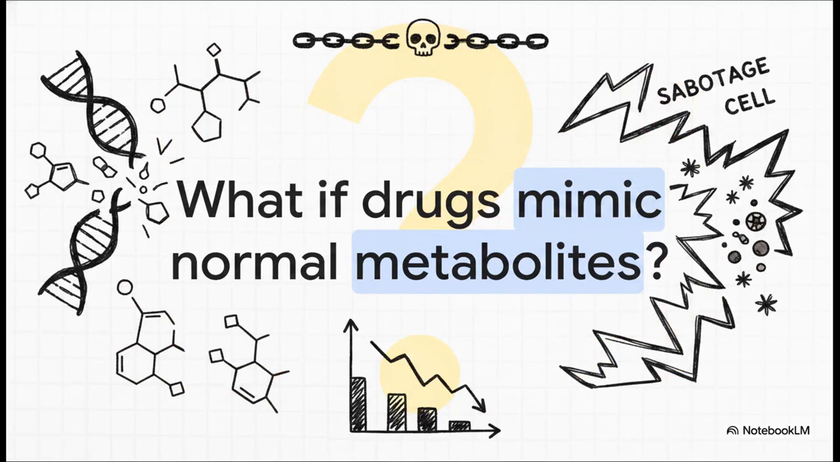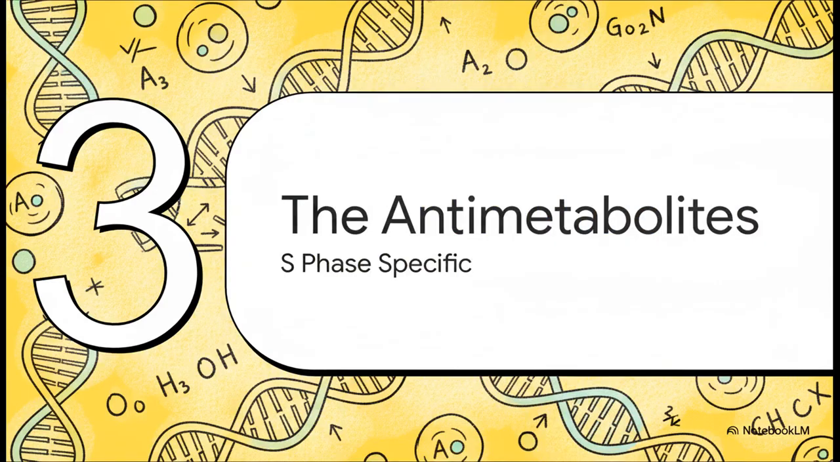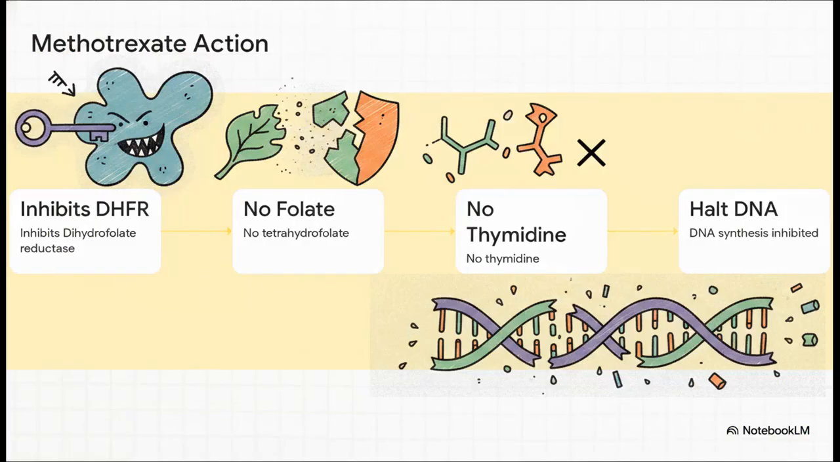But what happens when a cancer drug actually mimics the very building blocks of life itself to sabotage the cell from the inside out? That brings us to Section 3, the antimetabolites, which are S-phase specific. This is a really fascinating form of biological espionage. Unlike our previous class, these do their damage specifically during the S phase of the cell cycle, right when the cell is actively trying to synthesize new DNA.